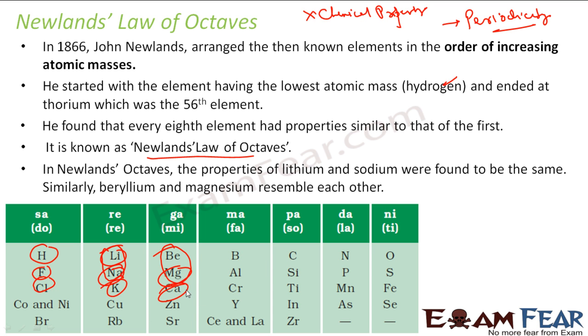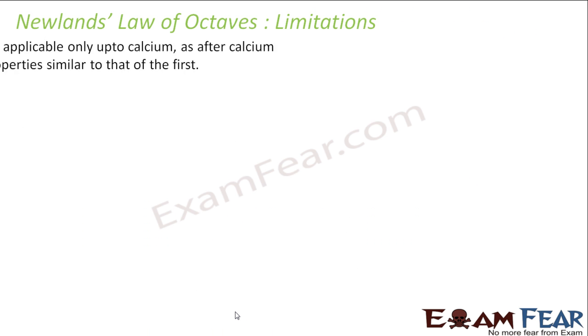He arranged all the elements in the order of increasing atomic mass, and then he found that they follow this periodicity, but it had limitations. For example, some elements are bucketed together that should not be. There are some limitations which we'll study in the next slides.